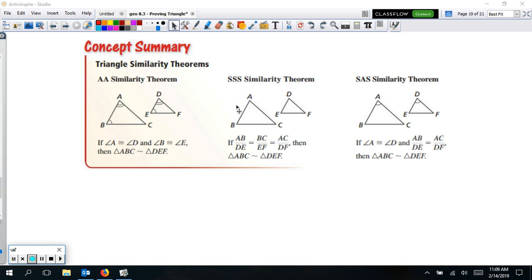And then there's the SSS, showing that all sides are proportional. So if you can show that all corresponding sides of one triangle are proportional to the other one, that would be another way of doing it with SSS. Or if you have one angle in between 2 sides that are proportional, then you can use SAS. So the SAS, SSS, and the AA are our 3 ways to prove that triangles are similar to each other. Alright, so that concludes 8.3, and you want to go on to the assignment for 8.3, and I'll see you back in class.